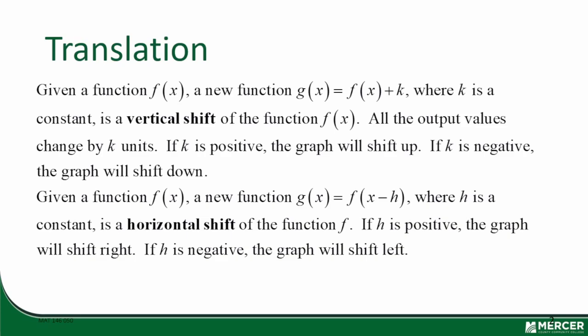Notice the slight difference. Plus, minus. Generally speaking, any horizontal transformation is the opposite of what you would expect. Right? If this was f of x plus 5, it wouldn't shift to the right. It shifts to the left by 5 units.